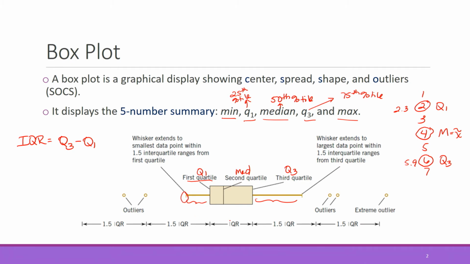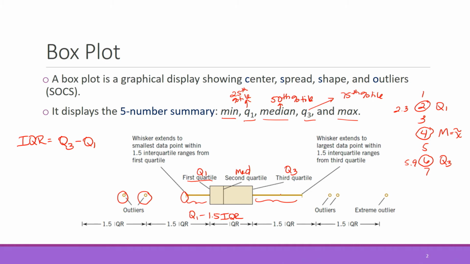So you take Q1 minus 1.5 times the IQR, and the smallest data point that's within that range is where that goes to. And then every point that lies outside of it is designated with dots or stars or something like that, and those are our potential outliers.